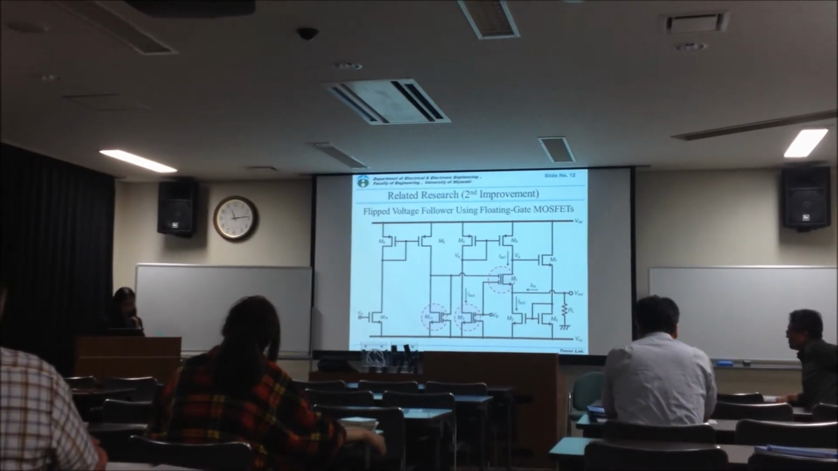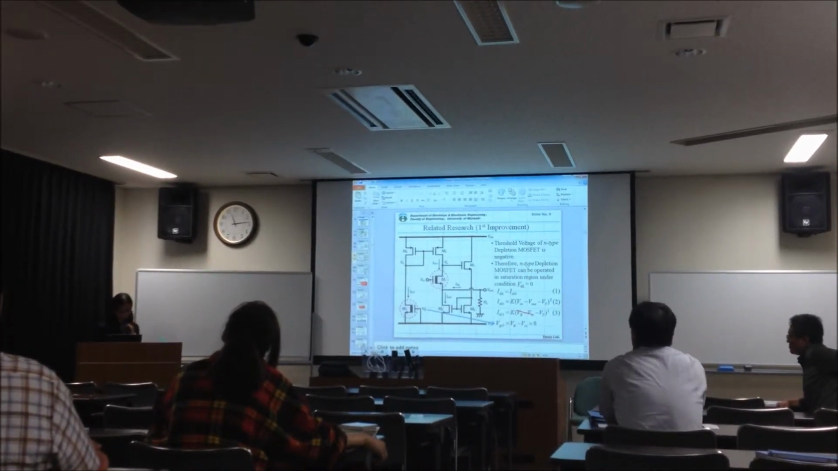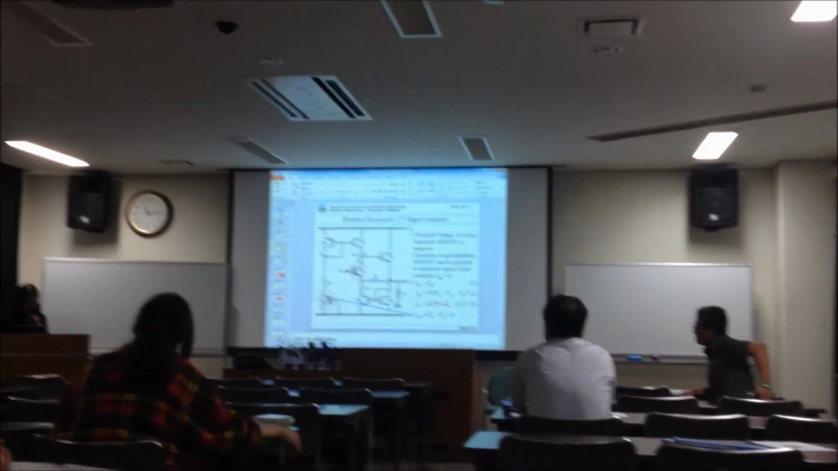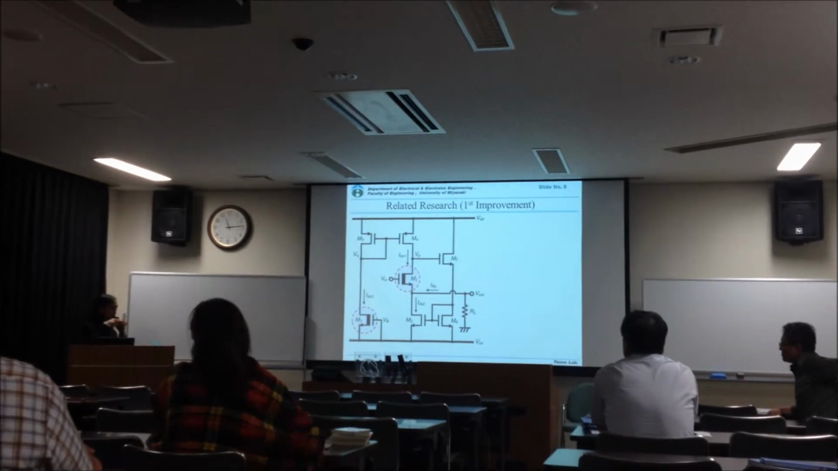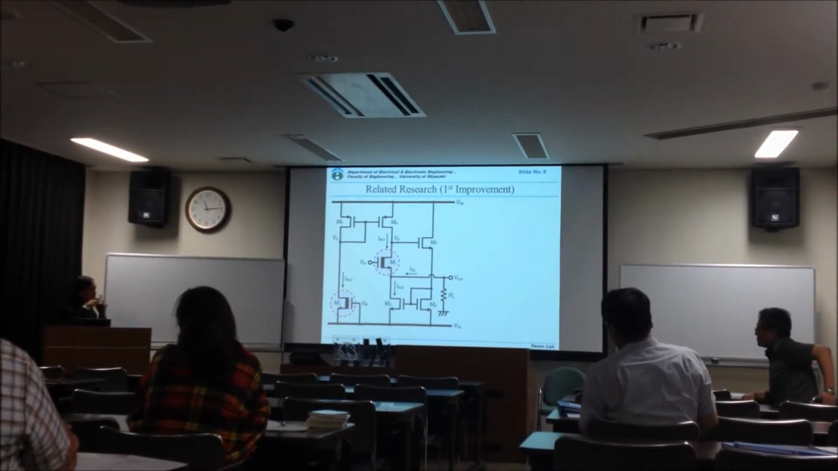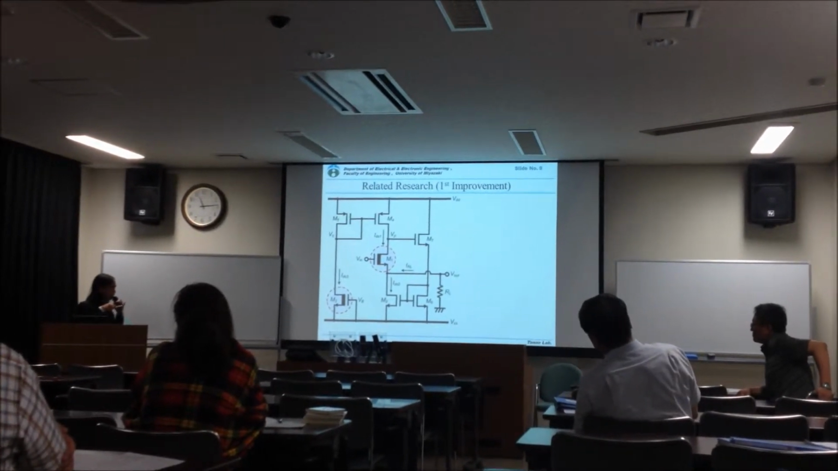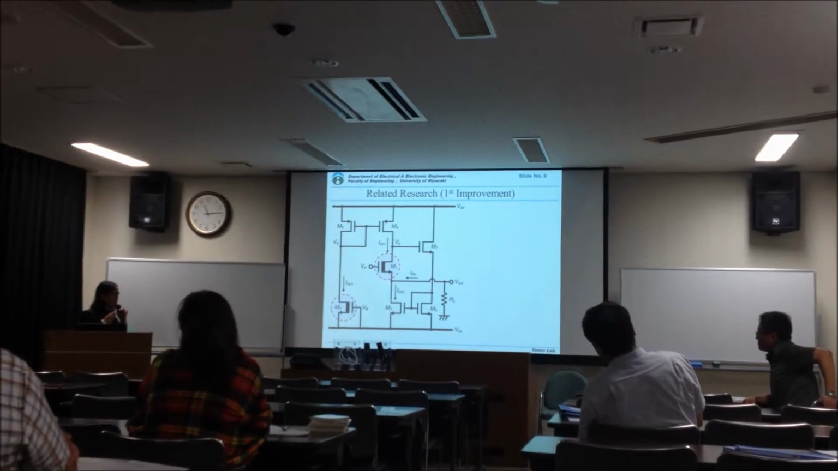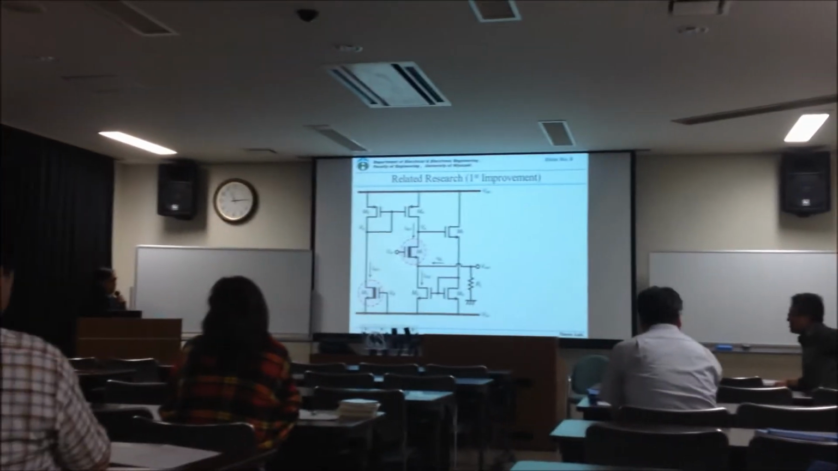But this circuit cannot be fabricated in ordinary fabrication process. So this circuit must be fabricated in a special fabrication process, which can fabricate the depletion VT, and this is higher cost.